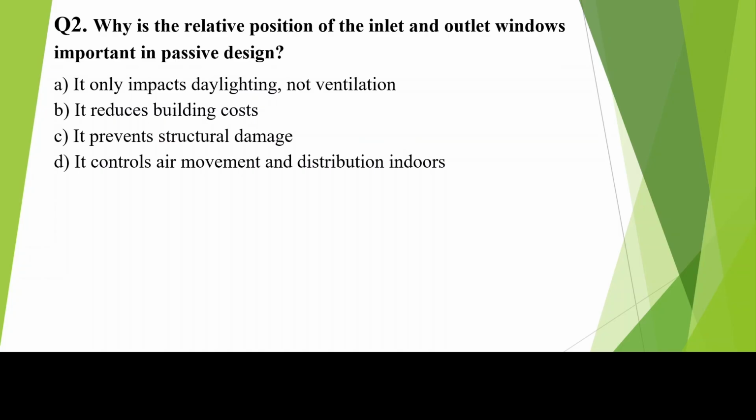This is the second question in front of you all. Why is the relative position of the inlet and outlet windows important in passive design? As I have discussed, the relative position is very important, whether you are keeping your inlet or outlet windows, and how it contributes to the passive design. Try to give an answer to question number 2. With the help of the proper positioning of the window, what help can you achieve?